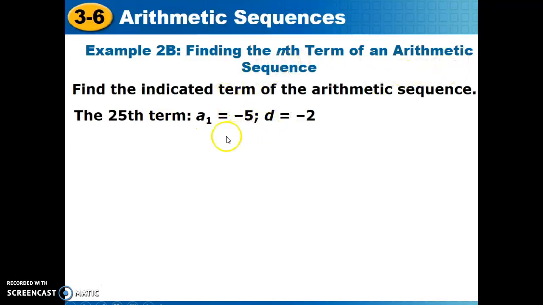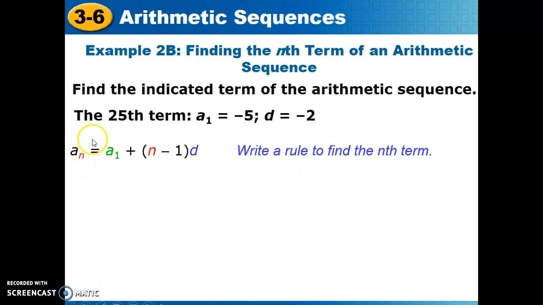Example 2b, it says find the nth term. We want to find the 25th term. We're given the first term, and we're given the difference. We don't have a sequence now. We don't have to figure anything out. All of our players are set up for us.